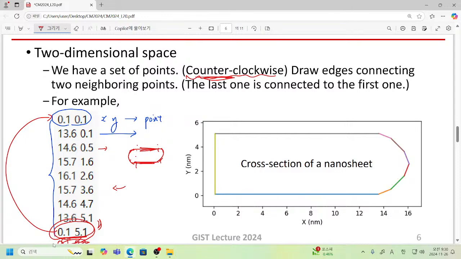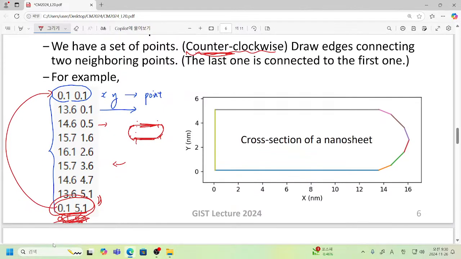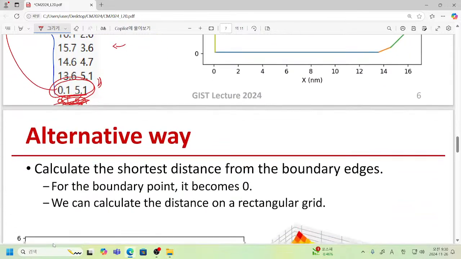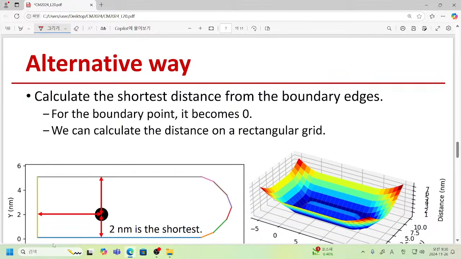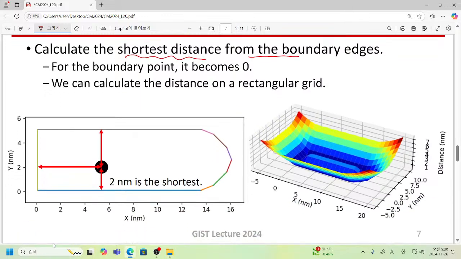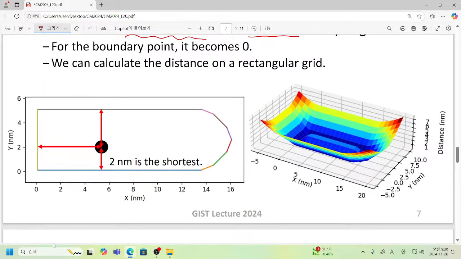So in this case, now let's try to assign the quantity called the level. How can we evaluate that level? The level corresponds to the distance, the shortest distance from the boundary edges. So here, for example, let's think about a certain point. This is the point of our interest. We want to assign the level for this black dot point.